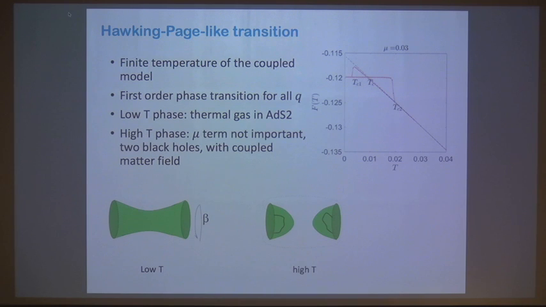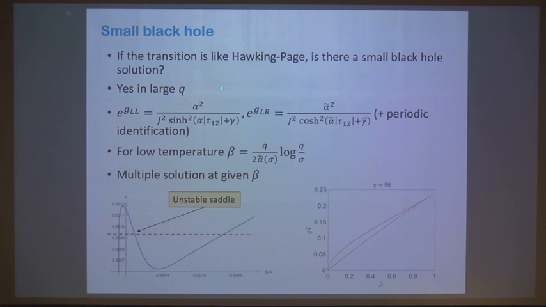So naively, you would say I could have a crossover. I could just cross over between them rather than having a phase transition. But in fact, we find that you always have this phase transition. And moreover, by studying the large Q case analytically, you find that in addition to the two phases, you have an unstable saddle point in the middle, which corresponds to the small black hole phase.